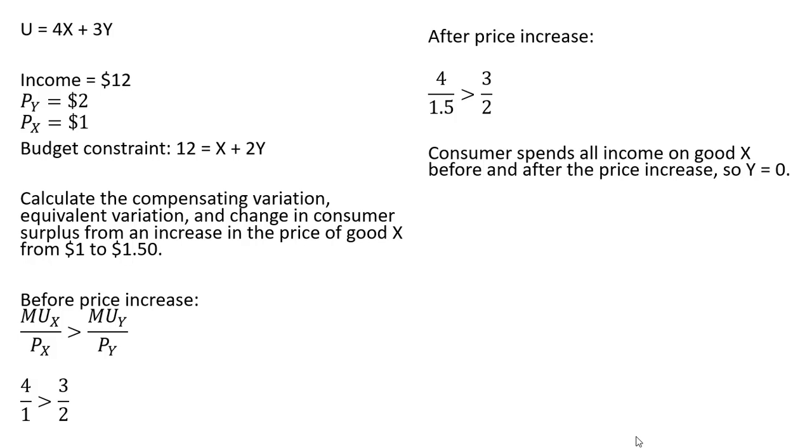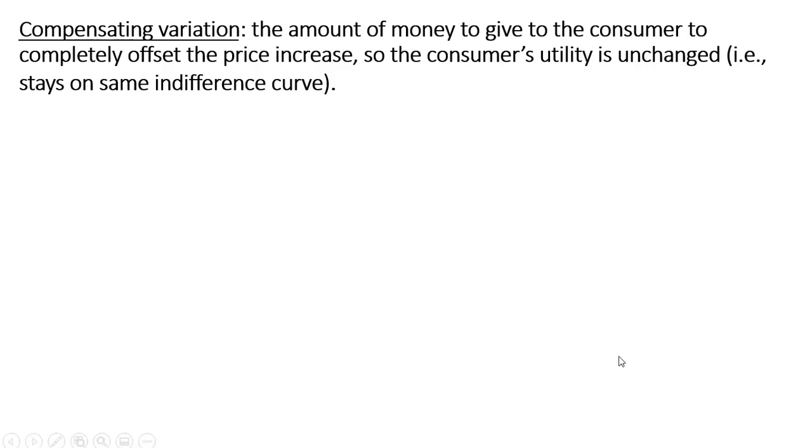Let's start with the compensating variation, the amount of money to give to the consumer to completely offset the price increase so the consumer's utility is unchanged. That is, it stays on the same indifference curve.